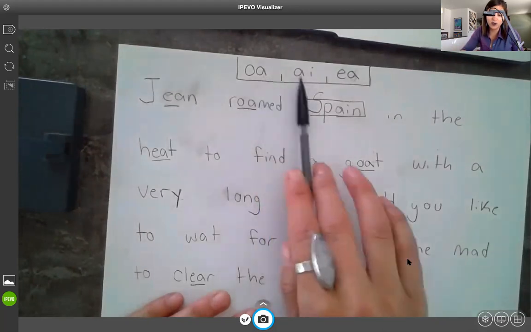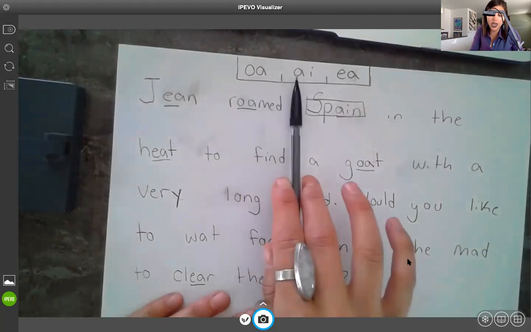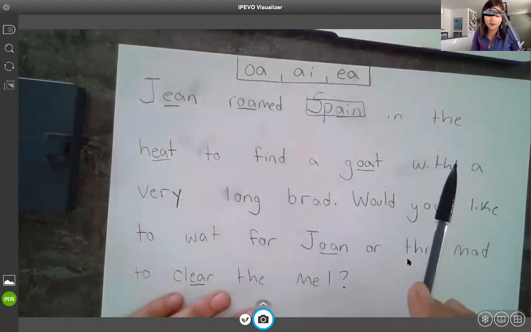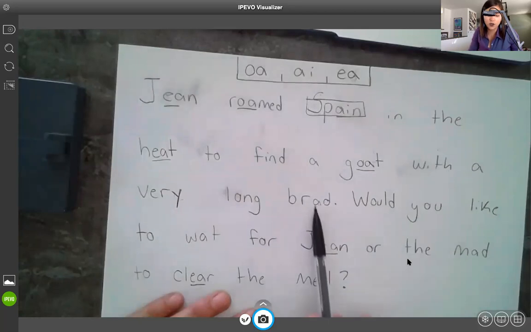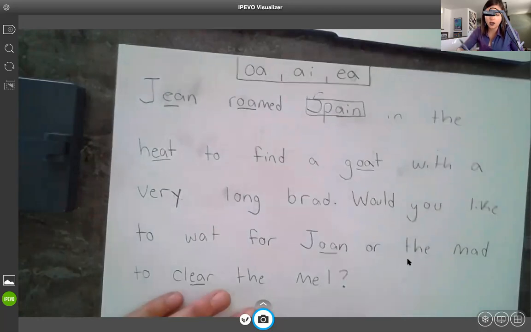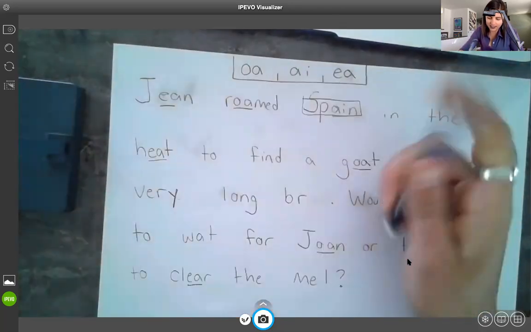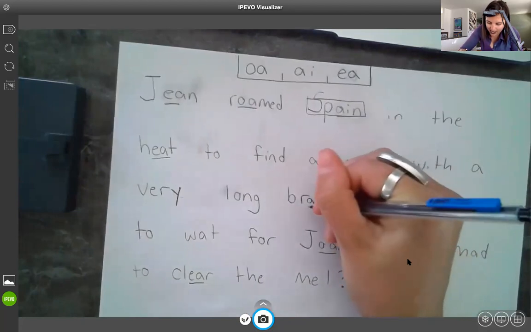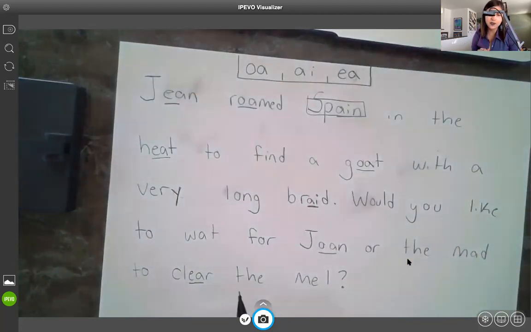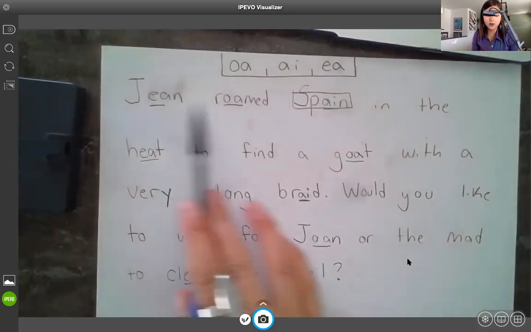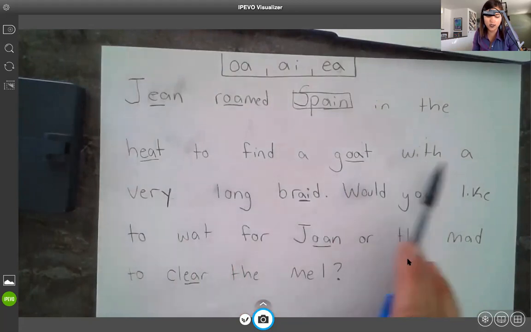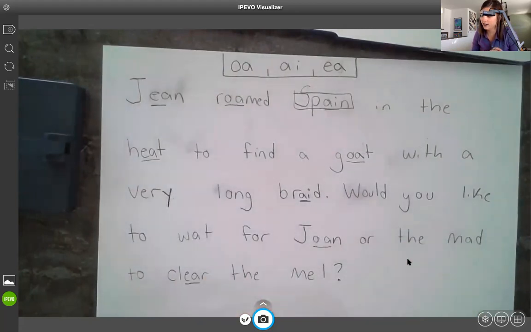Jean roamed Spain in the heat to find a goat with a very long brad. What concept have we been working with? O-A-E. It already has an A, so what vowel could we add? Would broad make sense or would braid make sense? Braid. So I'm gonna erase this. I'm gonna squeeze the I in there. I'm gonna underline the AI. Let's read that first sentence again. Jean roamed Spain in the heat to find a goat with a very long braid.